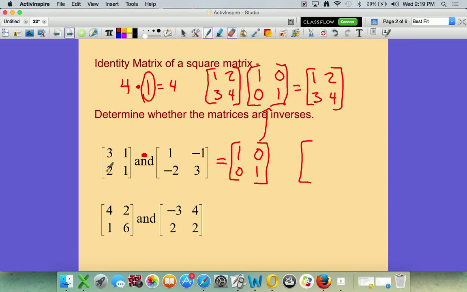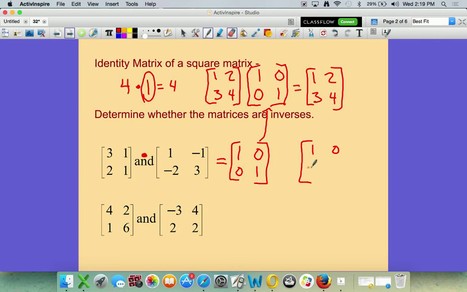Negative 1 times 2 is negative 2. 3 plus negative 2 is a 1. So we're in the right spot right now. Okay, to find this spot, row 1, column 2: 1 times 1 is 1, plus negative 1 times 1 is negative 1, gives us a 0.